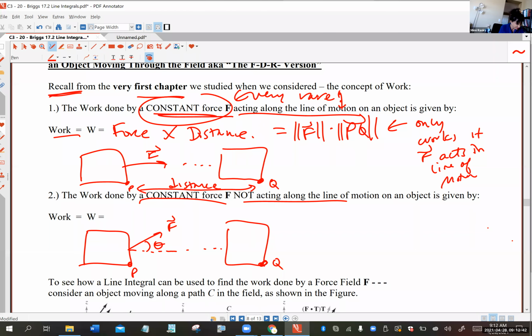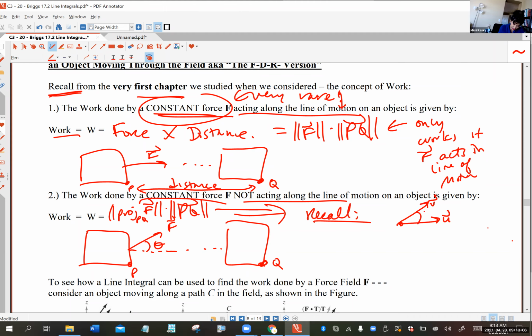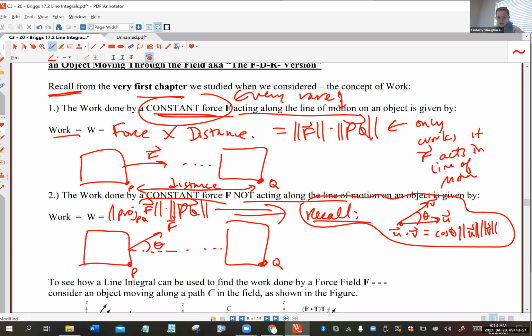So what is your work now? Well, it's going to be the projection of F onto the PQ vector. That's going to be the force that the rock feels, is that component that's acting in the line of motion, times the distance. But then if you recall something from way back when, do you guys remember that if you have a vector U and a vector V and there's an angle between, the dot product of U and V is equal to the cosine of the angle between them times the product of the magnitudes of the vectors? Do you guys recall this at all? Yes. Well, it's going to be on the final, so it's good to know.